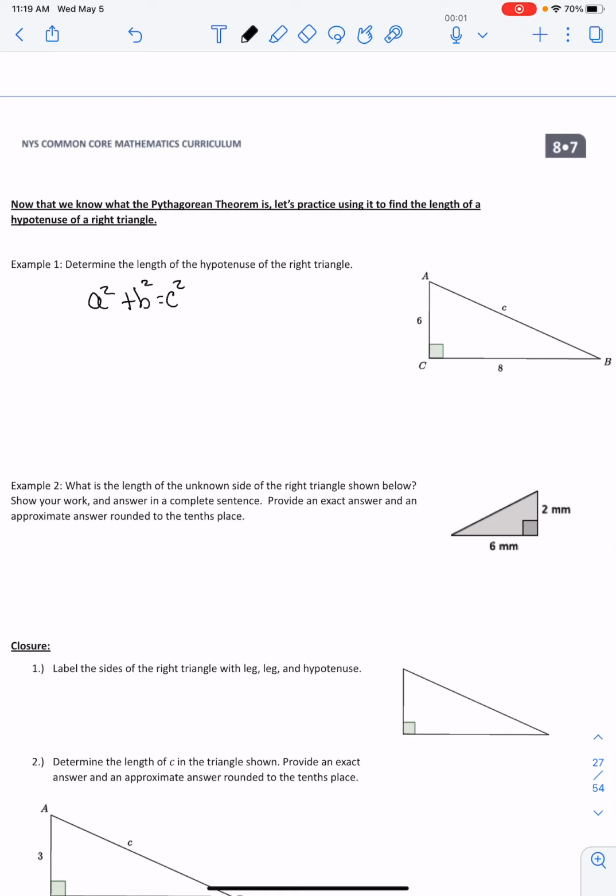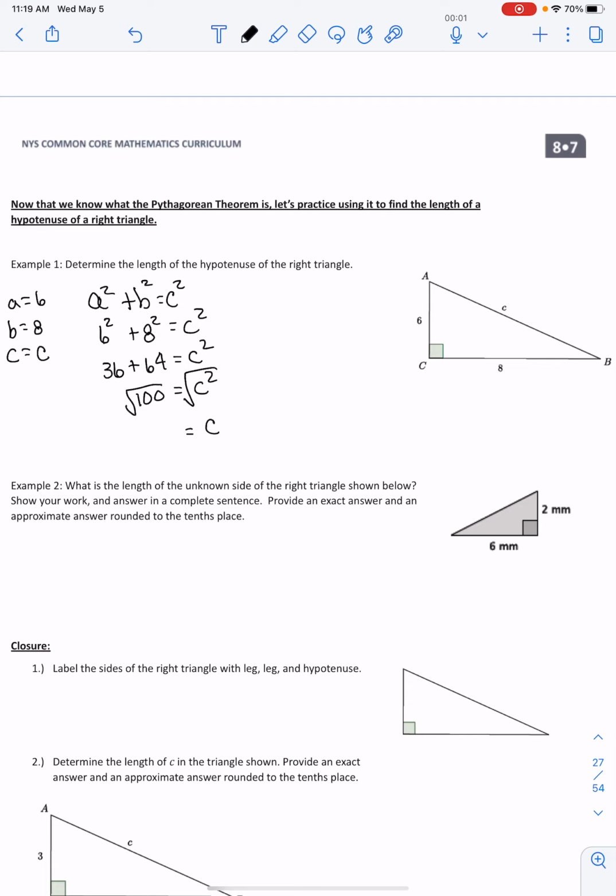And we are going to substitute in a and b. And again, a and b can be interchanged. So I don't care what you pick for a and what you pick for b, but pick them. So we have a, b, and c. I'm going to pick a as 6, b as 8, and c as c. So we're going to substitute in. So we have 6 squared plus 8 squared equals c squared. So 6 squared is 36, plus 8 squared is 64, equals c squared. Here we have 100 equals c squared. I'm going to take the square root of both sides to find out what c is. C equals 10.